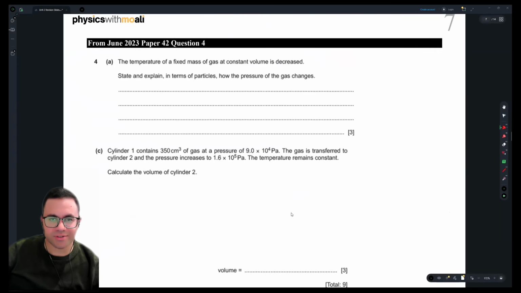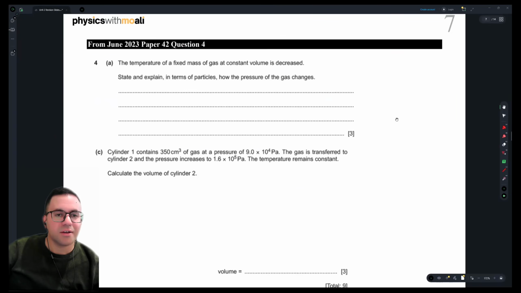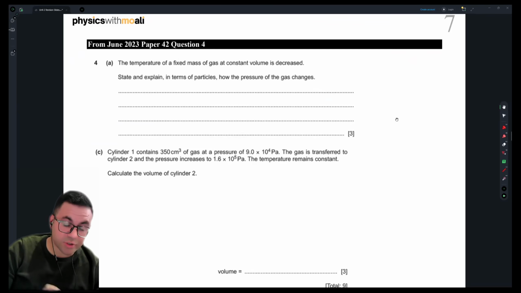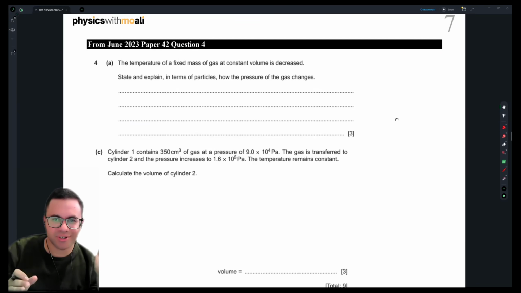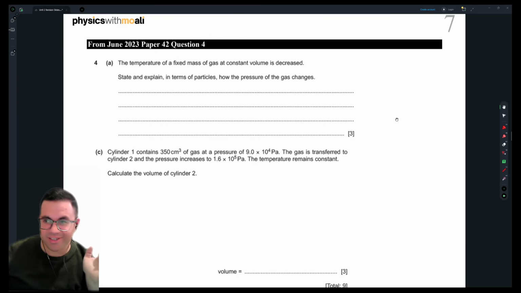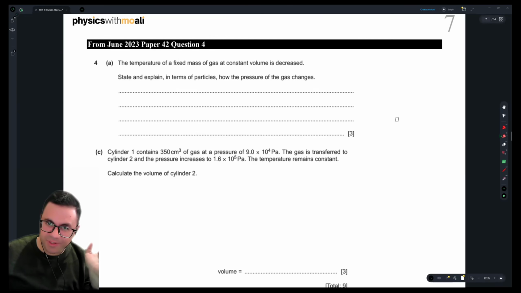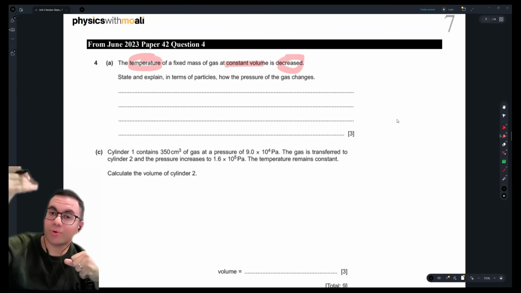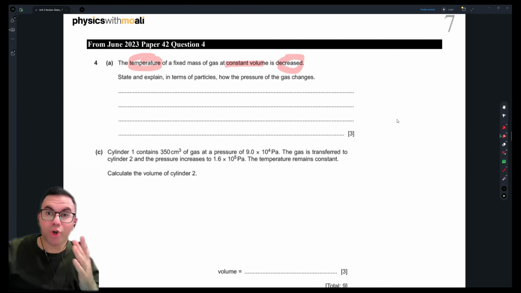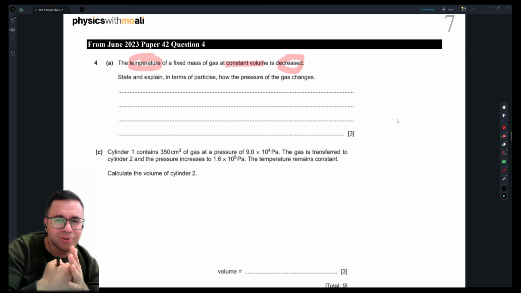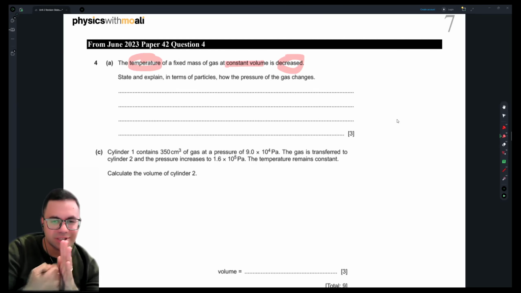Let's solve a few questions. First, the temperature of a fixed mass of gas at constant volume is decreased. So he's mentioned a change now. Temperature is decreased and the volume is constant. Keep that in mind. Constant volume, but the temperature decreases. So the pressure is going to what? Decrease, because the molecules are now moving slower, so they collide with less force and less frequently.